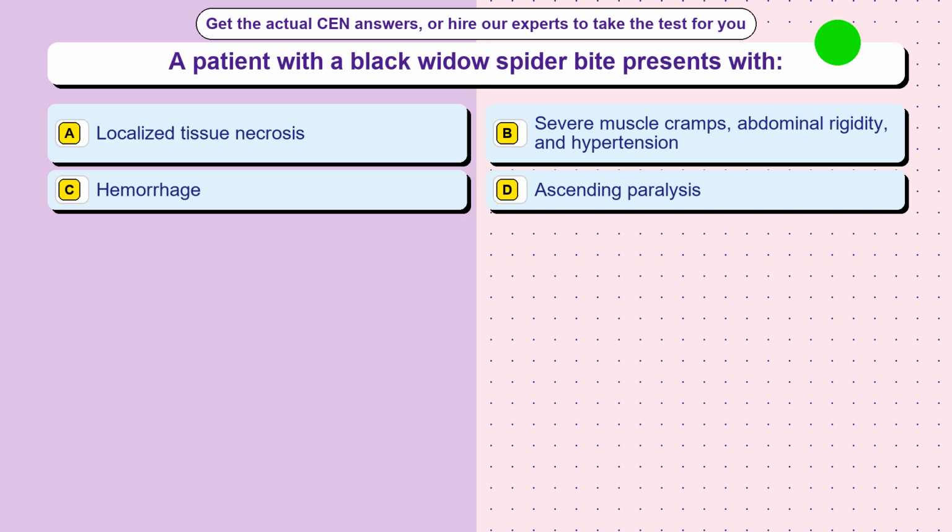Question 98. A patient with a black widow spider bite presents with Option A, localized tissue necrosis. Option B, severe muscle cramps, abdominal rigidity, and hypertension. Option C, hemorrhage. Option D, ascending paralysis.